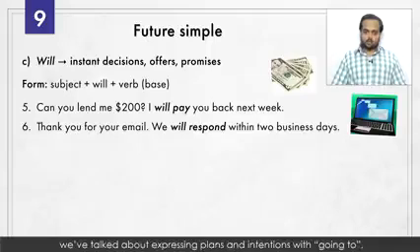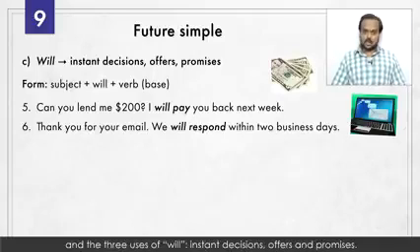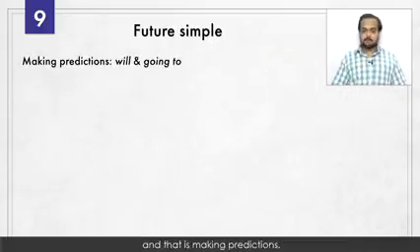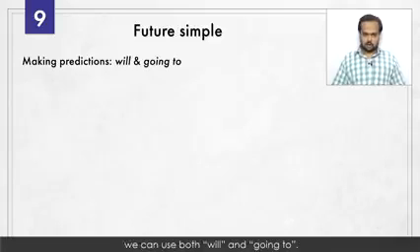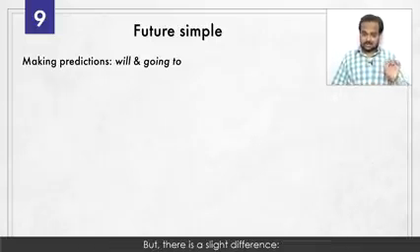All right, so far we've talked about expressing plans and intentions with going to, fixed arrangements with the present continuous, and the three uses of will: instant decisions, offers, and promises. But there's one more future function that you need to know about, and that is making predictions. To make predictions or guesses about the future, we can use both will and going to. These two forms are interchangeable for making predictions in many situations, meaning that you can choose whichever one you want. But there is a slight difference.